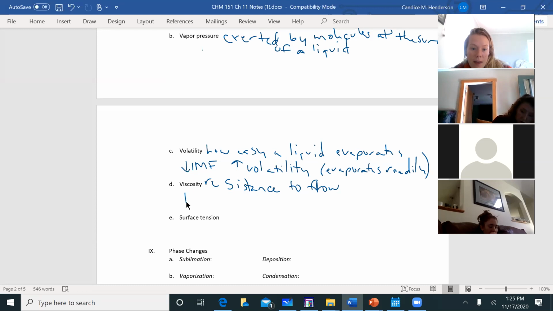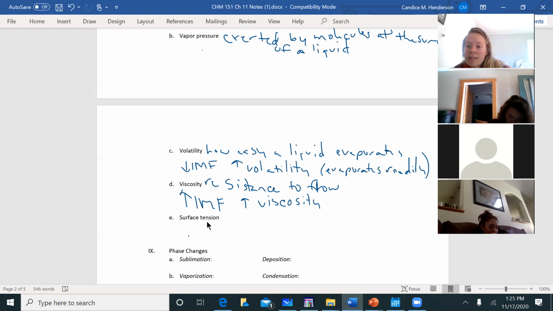So if we have a high intermolecular force, that means that adjacent molecules are sticking to each other, we would expect to have a high viscosity. Right? And vice versa, if we have a low intermolecular force, if adjacent molecules aren't interested in each other, it's much easier for them to move and flow past each other.